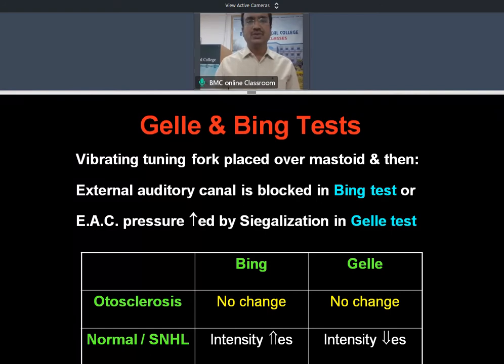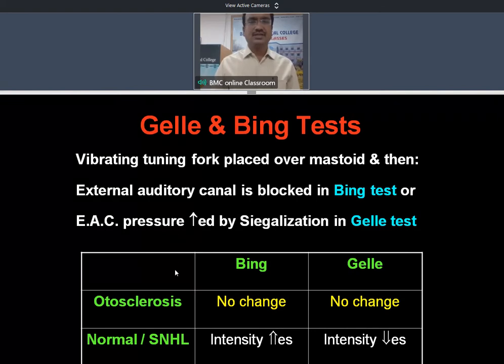So there are 2 special tuning fork tests we'll do specifically in otosclerotic patients. These are the bone conduction tuning fork tests. These two are the Jelly's test and Bing test.